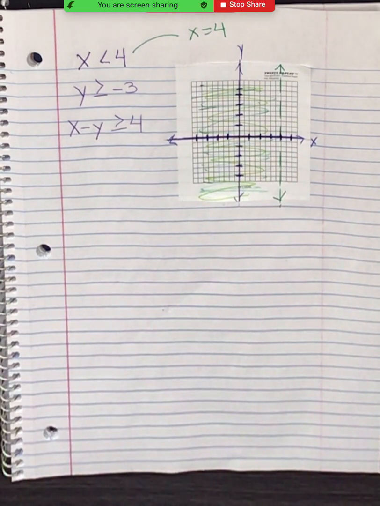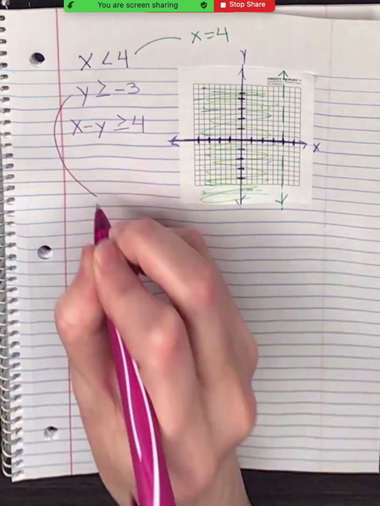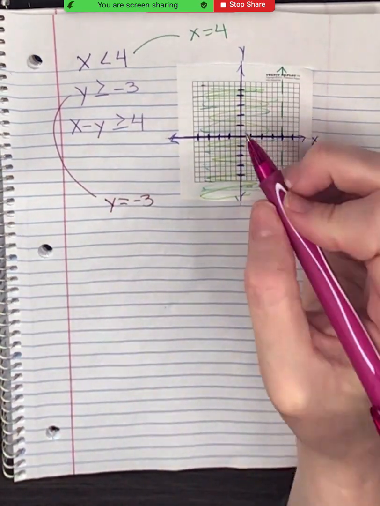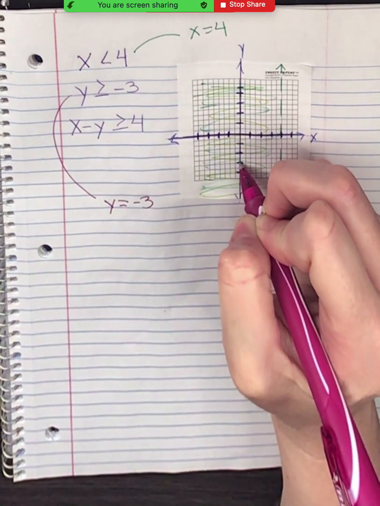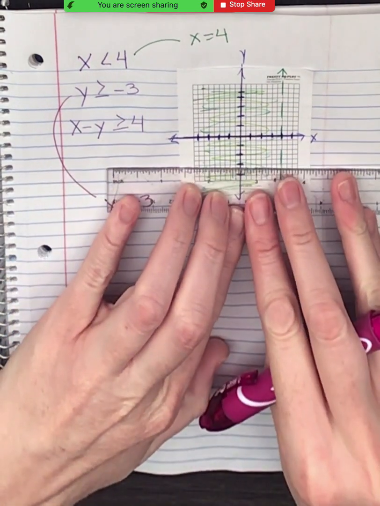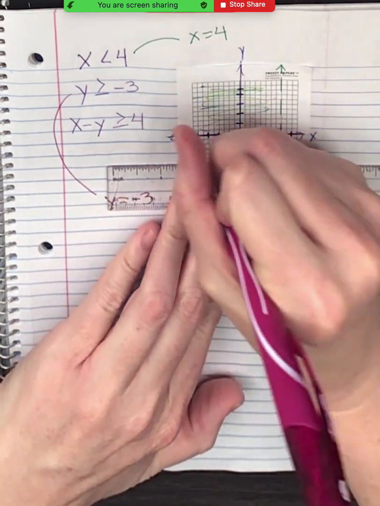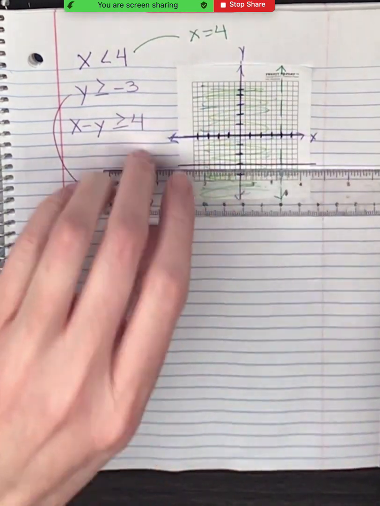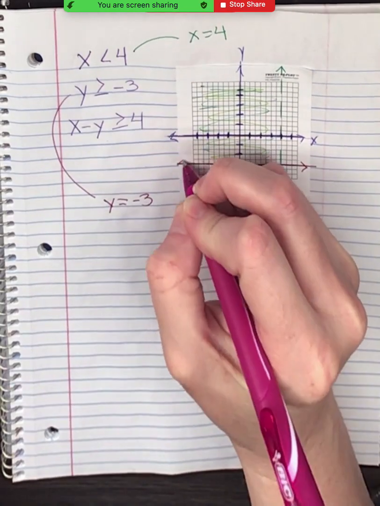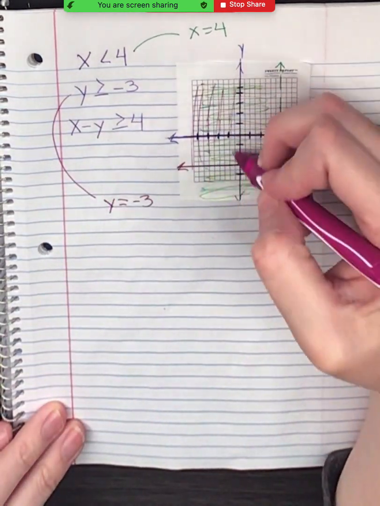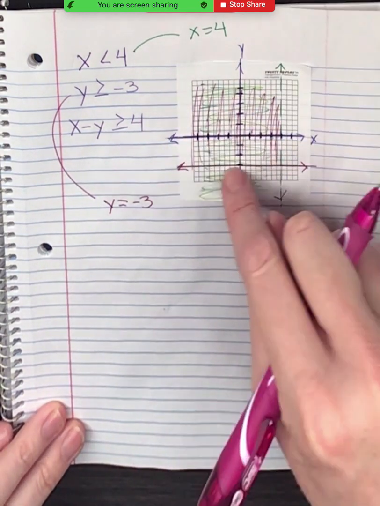The second one I'm going to graph is the corresponding equation y equals -3. So 1, 2, 3. It's a horizontal line at y equals -3, and it's going to be solid because y is greater than or equal to -3. Okay, y values greater than are up this way. So again, I'm looking for the overlap, so I'm just going to stop right here for now.